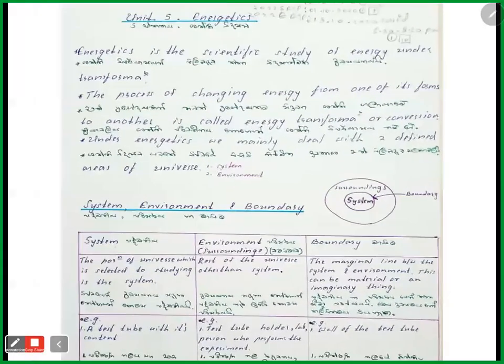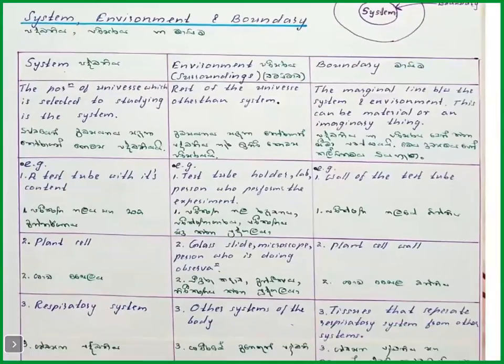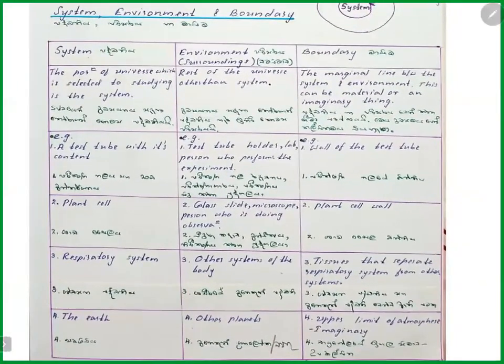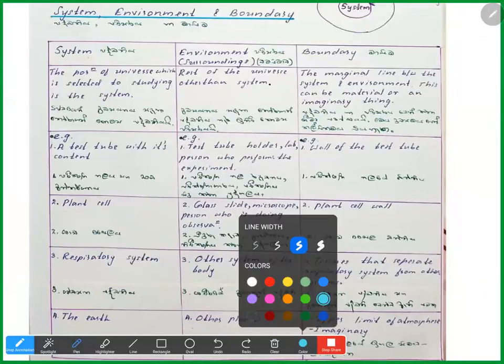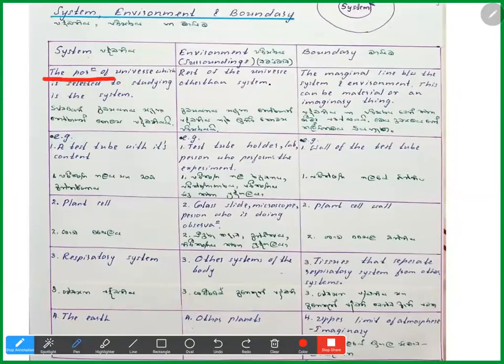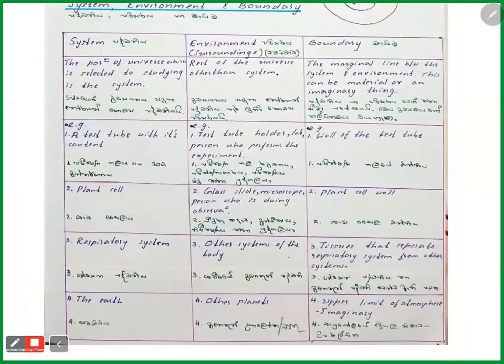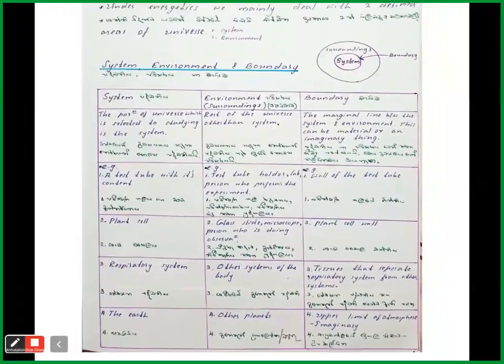Let's start then. System, environment and boundary. The system is the portion of the universe which is selected for study. The environment is the rest of the universe other than the system. The boundary is the marginal line between the system and environment. This can be a material or an imaginary thing. Examples you can just go on and read and understand.